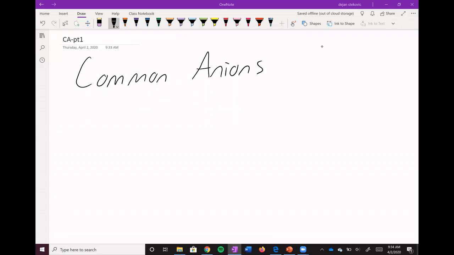All right, so the lab we're going to take a look at today is called Common Anions, and it's called Common Anions because we're going to be studying some anions that are common. So pretty well named. Remember that anions are ions with a negative charge. And this is the first example of this series of labs that we're going to be doing that are basically called qualitative analysis.